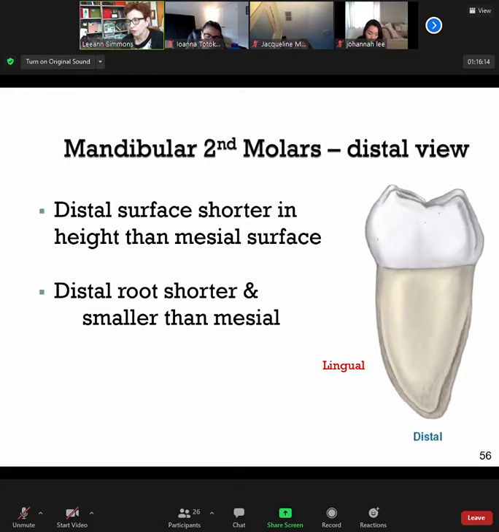Distal surface is shorter than the mesial. We've mentioned that already. And the distal root is smaller than the mesial. So that's the same as before. The distal root is smaller than the mesial.